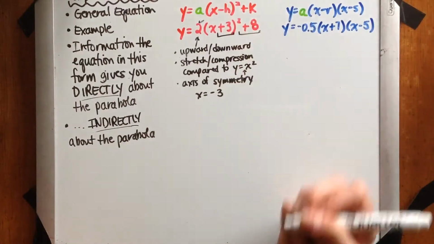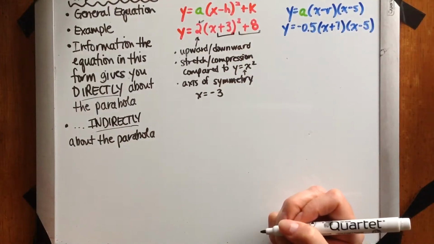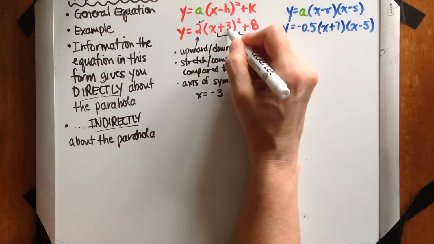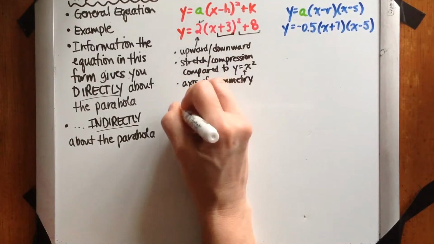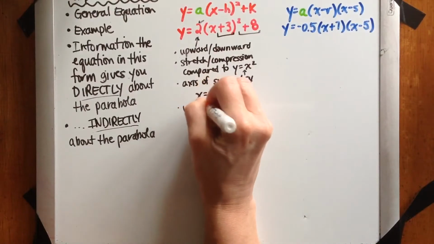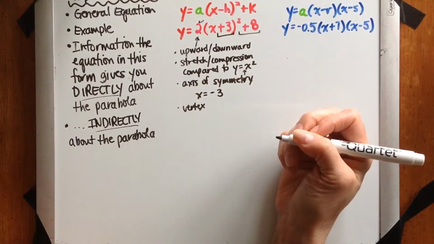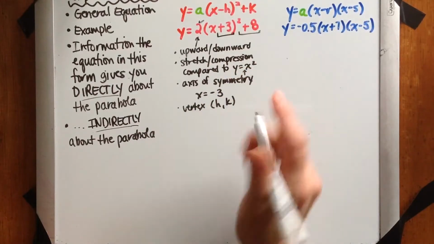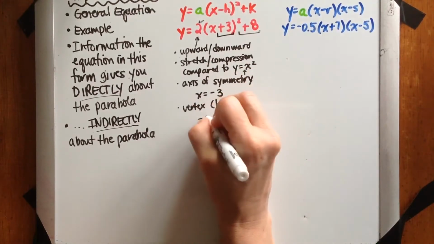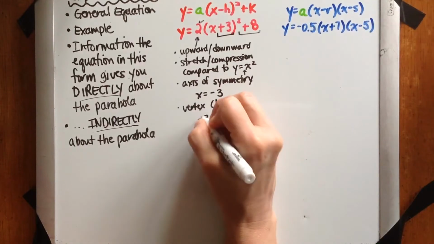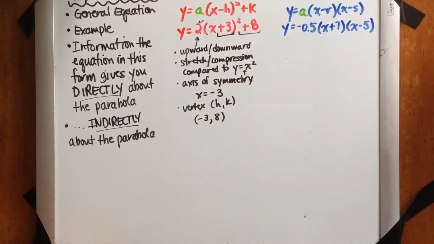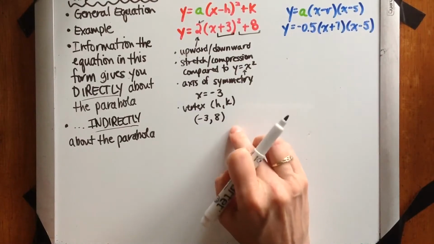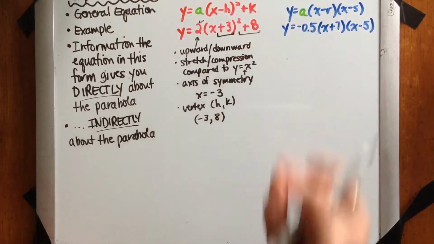And what can this plus 8 tell us? Well, this tells us the y value of the vertex. So x value of the vertex, y value of the vertex. So in this case, we know that the vertex, which has coordinates of (h, k), would have coordinates here of (negative 3, positive 8). So there are 5 pieces of information that we can extract about a parabola when it is written in vertex form.